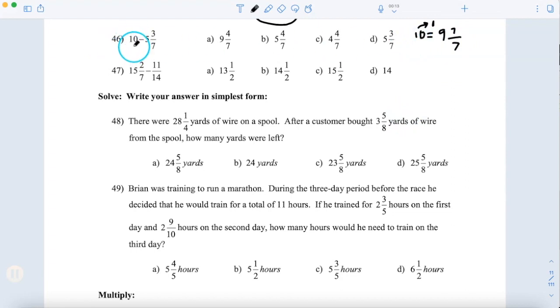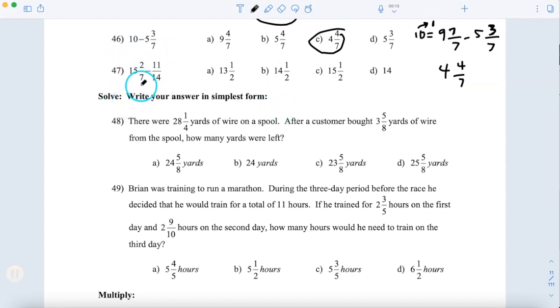Alright, so I am borrowing 1 whole unit and I'm turning it into 7 over 7 minus 5 and 3 over 7. What was the reason for 7 over 7? Because the other fraction's denominator is 7. That's the whole idea. Now I can subtract straightforward. 9 minus 5 is 4, and 7 over 7 minus 3 over 7 gives me 4 over 7. And my answer is, let's see, 4 and 4 over 7. Same idea over and over again.